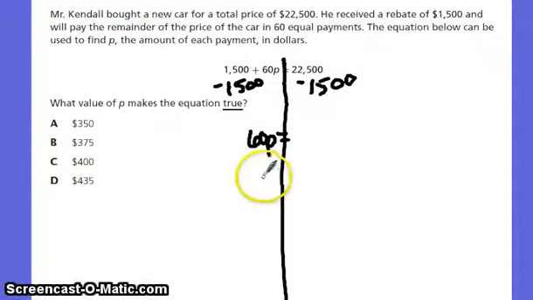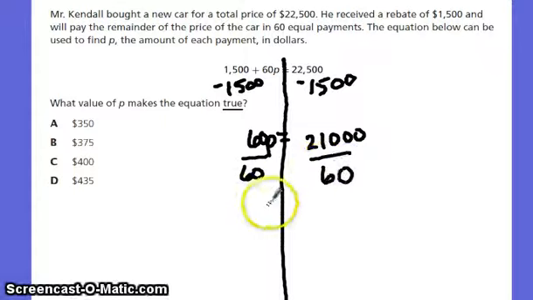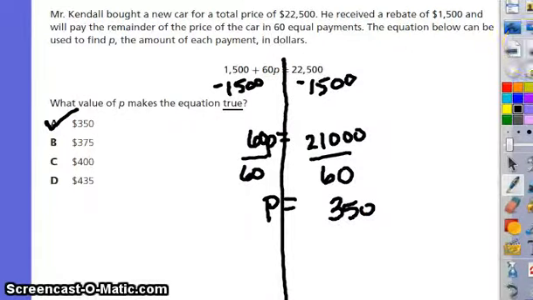60P is equal to 21,000, divided by 60, and P is equal to 350. 21,000 divided by 60 is 350. Correct answer is A.